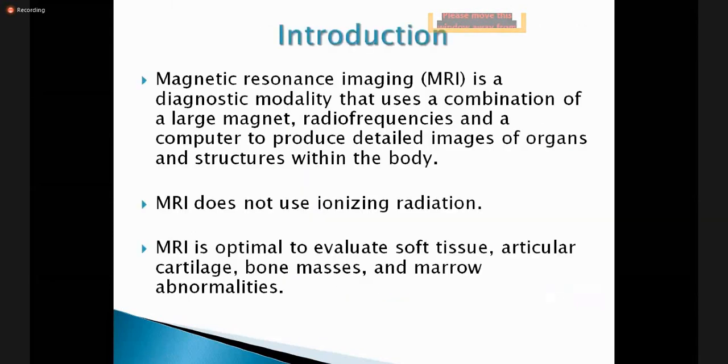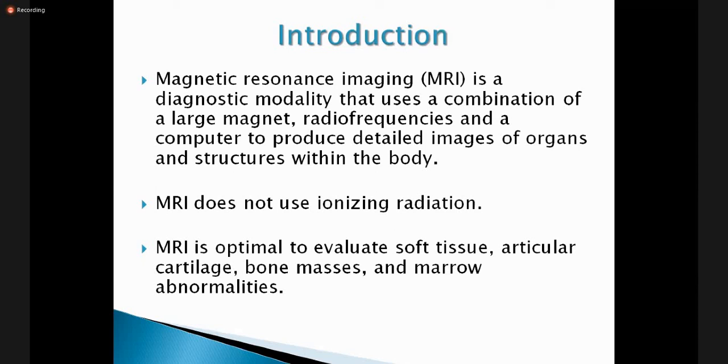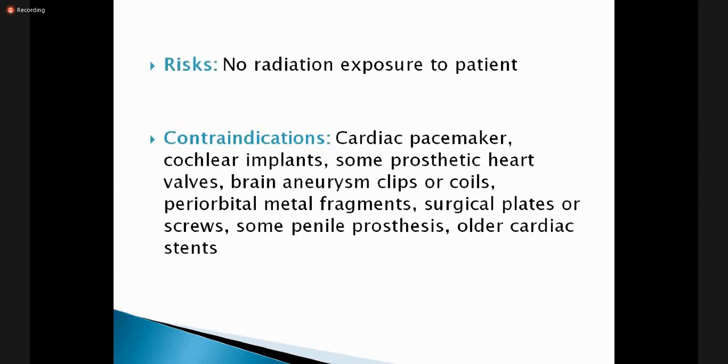Then the MRI. MRI is a diagnostic modality that uses a combination of a large magnet, radio frequencies, and a computer to provide detailed images of the organs and structures within the body. MRI does not use ionizing radiation, so a pregnant patient can undergo MRI. MRI is optimal to evaluate soft tissue, articular cartilage, bone masses, and marrow abnormalities. It is best for articular cartilage involvement or bone marrow signal changes. There is no radiation exposure to the patient.